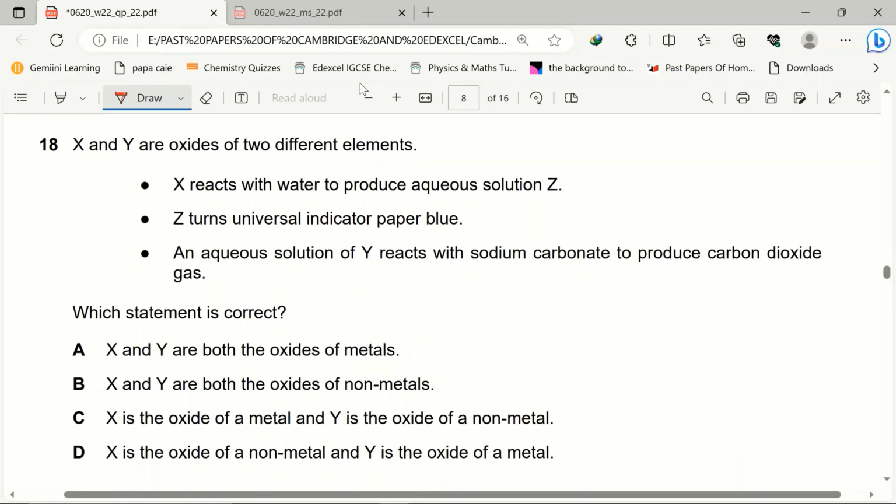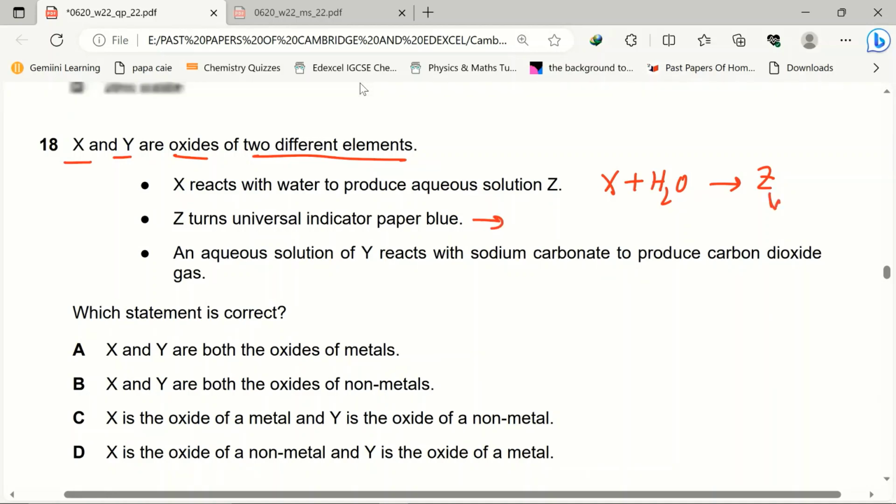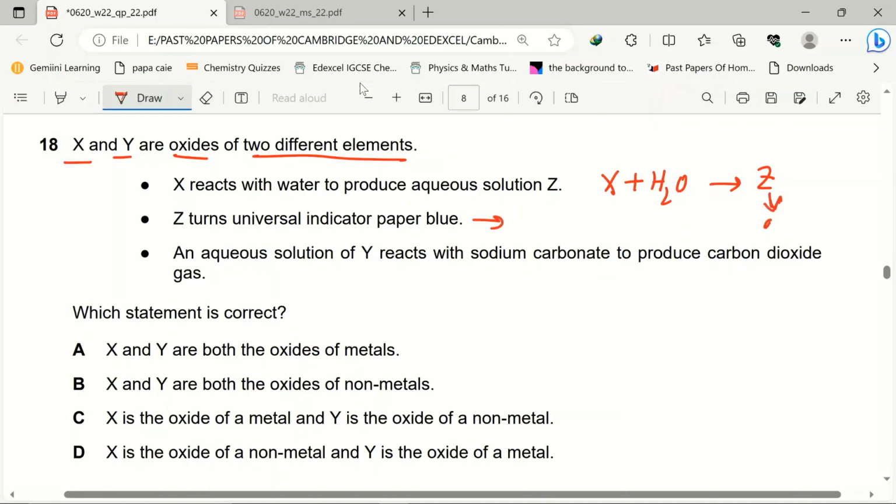Number 18. X and Y are oxides of 2 different elements. X reacts with water to produce an aqueous solution of Z. X plus H2O gives Z, which is an aqueous solution. Z turns universal indicator paper blue. Definitely, so Z is an alkali.